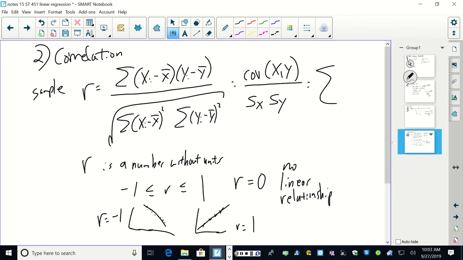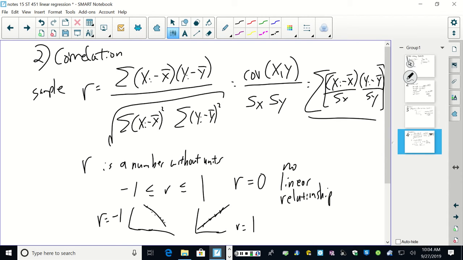Get xi minus x bar. Summation over here: xi minus x bar over the standard deviation of x, times yi minus its average over the standard deviation of y. All of that is inside the summation, right? And it's all divided by n minus 1.